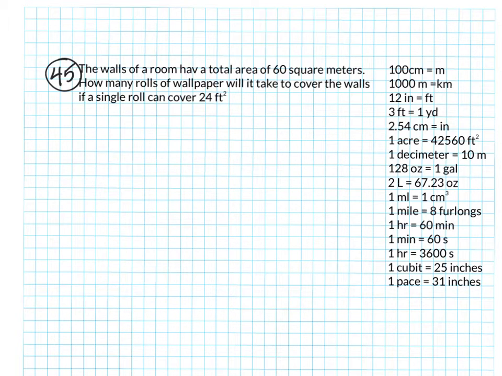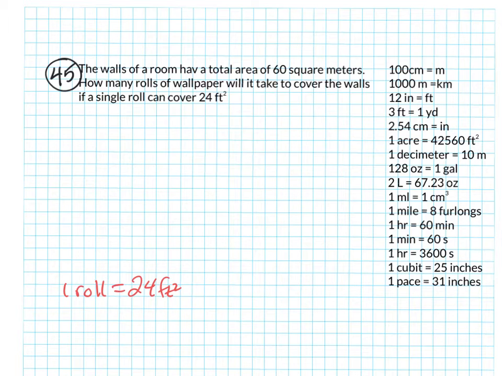one roll equals 24 feet squared. So either a roll over 24 feet squared or 24 feet squared over roll.